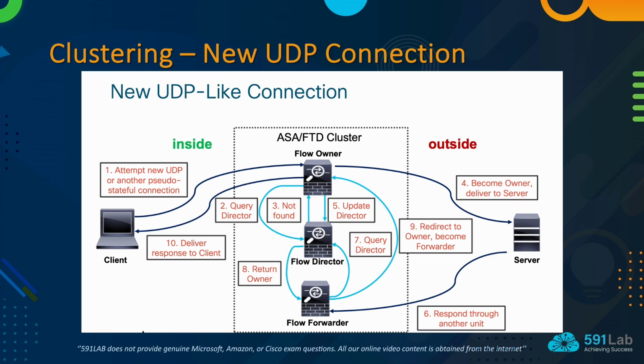Now, let's look at the traffic flow for the new UDP connection that initiates through FTD clustering. The client initiates a connection attempt by sending a UDP packet, or a packet resembling a UDP packet, to the FTD cluster targeting a specific service or a port. The FTD cluster receives the packet. It performs a lookup to identify the appropriate cluster member to handle this connection.